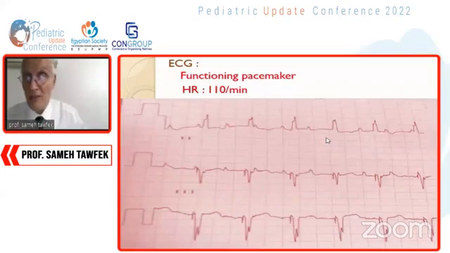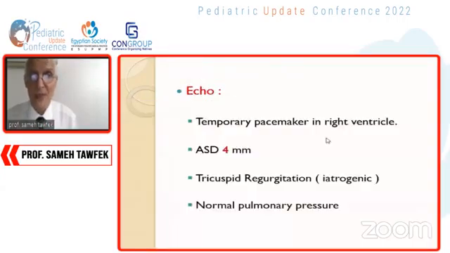Pacemaker was functioning, heart rate improved, as I mentioned before, to 110. And this is the ECG. Echo showed temporary pacemaker in the right ventricle, ASD, and tricuspid regurgitation was iatrogenic, normal pulmonary pressure.